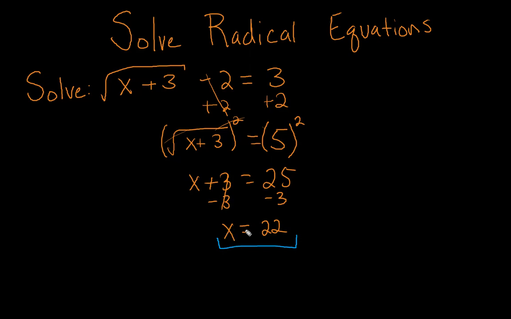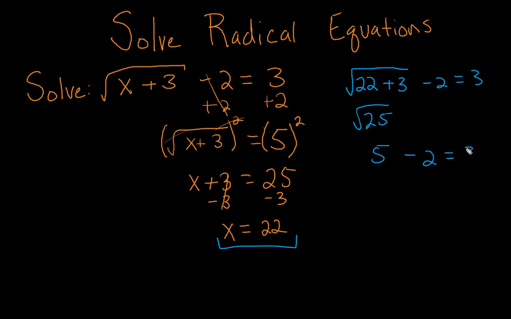So we're going to take this x equals 22 and replace it in the original. So we get the square root of 22 plus 3 minus 2 equals 3. When we do 22 plus 3, of course that is 25. And the square root of 25 is 5. And then we take minus 2 equal to 3. And so we know 3 is equal to 3. So we know this is a valid solution.